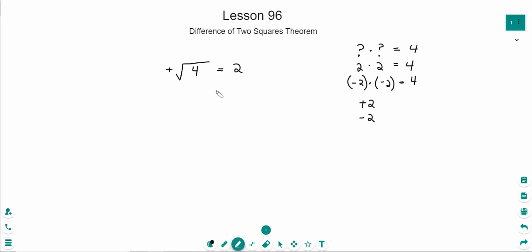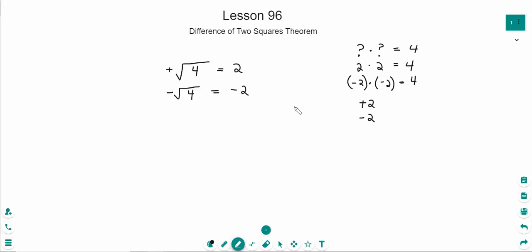If, on the other hand, they had wanted the negative root, they would have had to have written this negative sign outside the square root. And that would be your indicator that they're looking for the negative root for the square root of 4. So the answer here would be negative 2. Those are the conventions that we've been using all along.